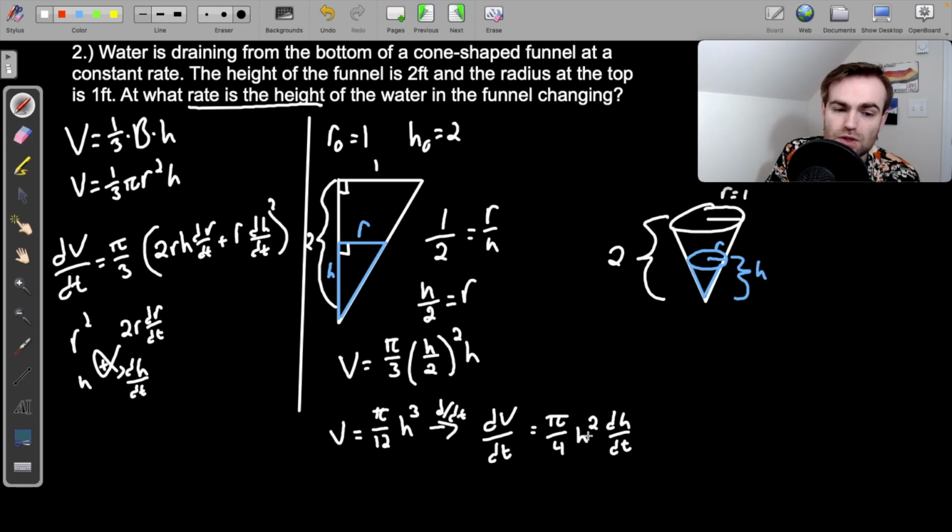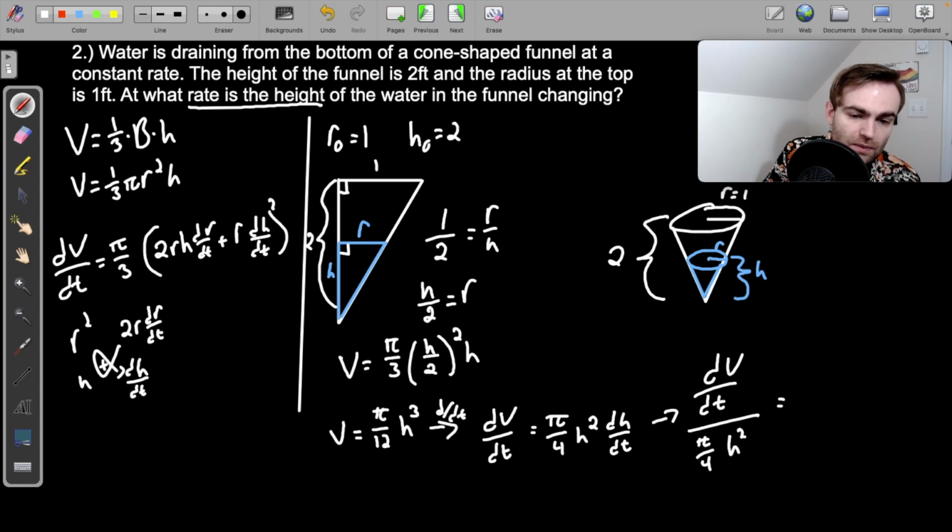So what we're going to do is move everything that we can over so that we solve for this dh/dt, because that is what it's wanting in the end. So we could have this turn into dV/dt divided by pi over 4 h squared is equal to dh/dt. And if we could find those values, then we'd have a concrete answer. But for now, that's all we really need.